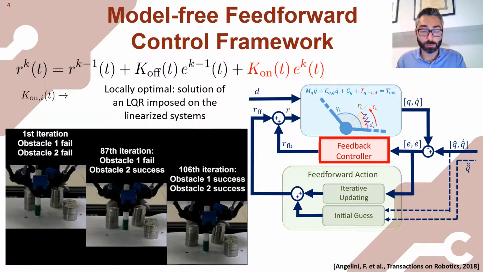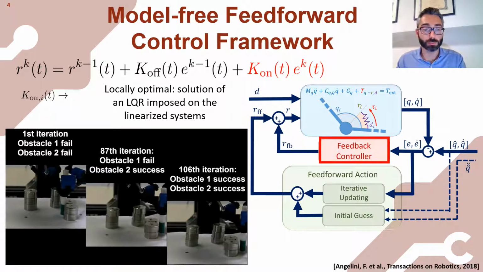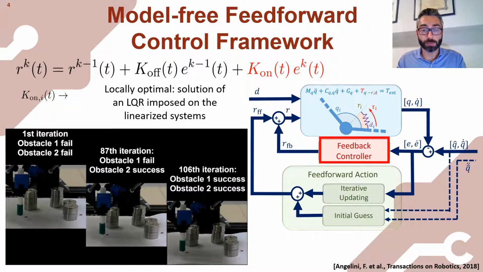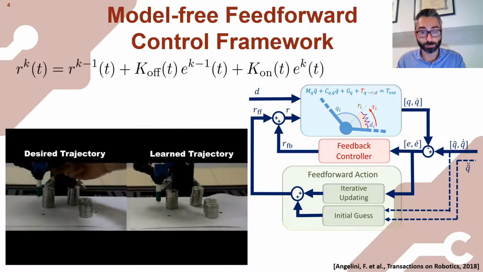As you can see in this experiment, the robot at the beginning is not able to perform a task that is basically a rest-to-rest task through two obstacles. Then, through repetition of the same task, it is able to achieve the desired tracking performance.